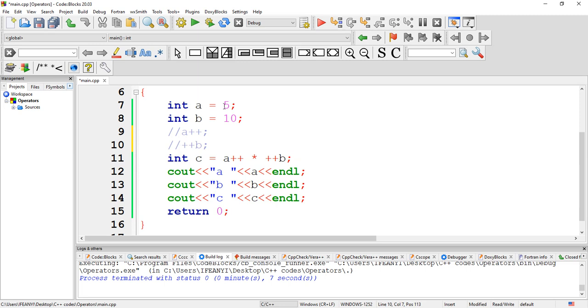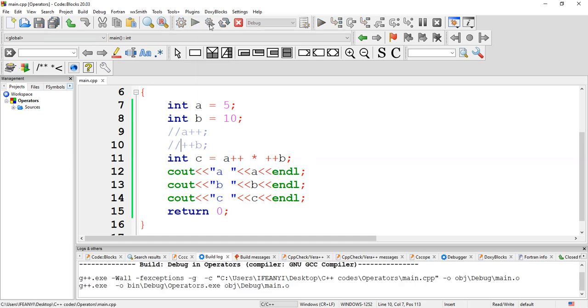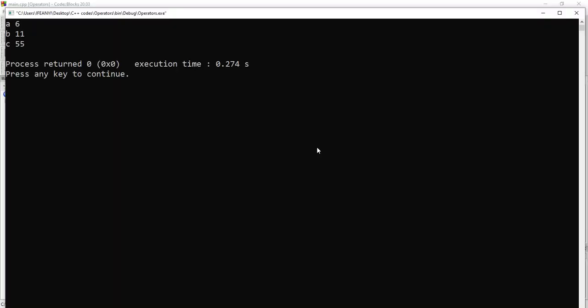Let our A be 5, let our B be 10. So that one will say A++ times ++B is saying use me as 5 first before multiplying, B, which is increase B first, which is B becomes 11. So we're having 5 times 11, which will give us 55. Good, that is correct now.